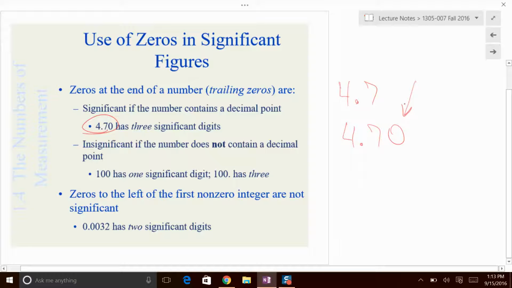Because this is representing the number of significant digits in the instrument I used. This does not. Or if it is, it means I'm using an instrument less precise than this one. So the reason that that 0 there is on the end is simply to show significant digits. So does this 0 have any value to it? No, it doesn't change the value of the number, right? No value.